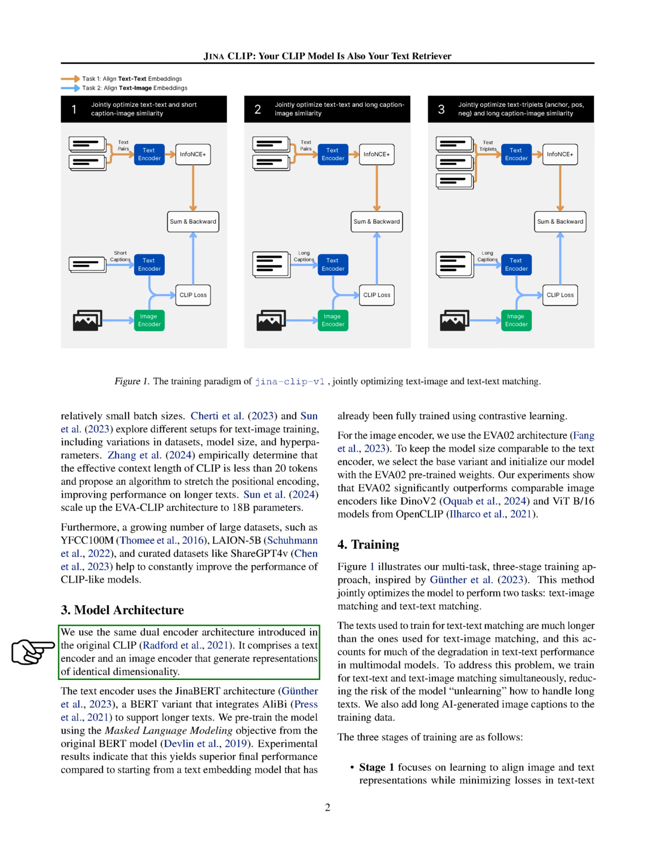Our model architecture includes a text encoder and an image encoder with the same dimensions. We use a BERT variant for the text encoder and the EVA02 architecture for the image encoder. By pre-training the model with masked language modeling, we achieve better performance compared to starting from a fully trained text embedding model. Our training approach involves 3 stages, where we simultaneously train for text-image and text-text matching tasks.